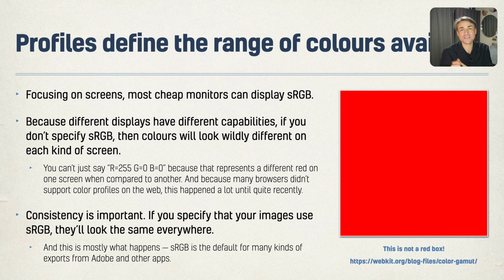because that's not a red box. This is a file taken from the link below, and definitely go have a look at that link if you can. All right, so sRGB then is for consistency. If you say your images are sRGB, they look the same everywhere. And that's what mostly happens because most apps default to outputting sRGB, assuming it's an RGB file at all.